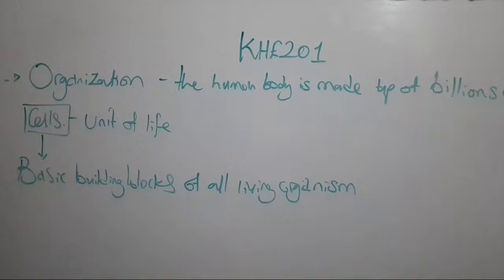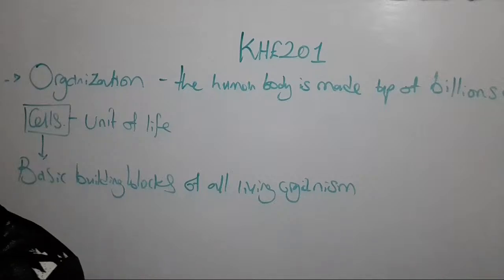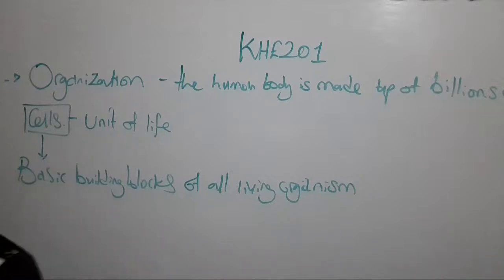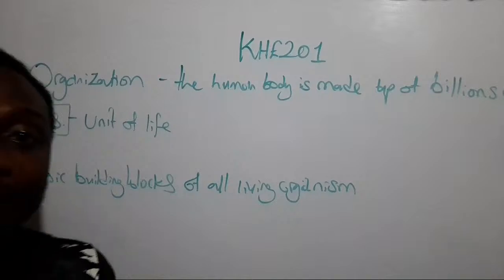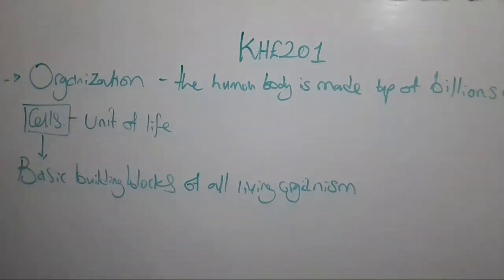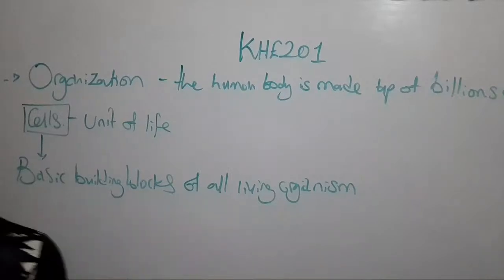Now, speaking of the cells, we said the human body is made up of several billions of cells. Each of these cells has its own integrity. Each cell serves a purpose. So it's as a result of these cells that human beings are enabled to perform functions for which we are created.